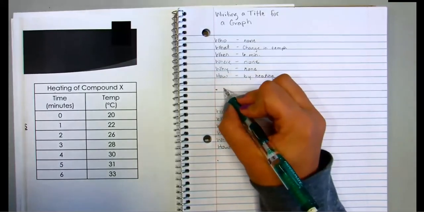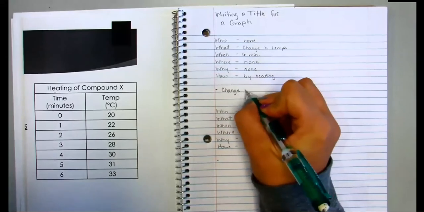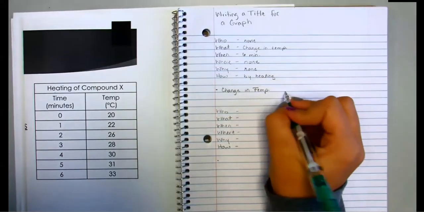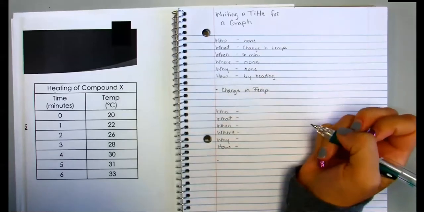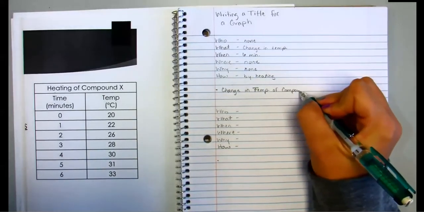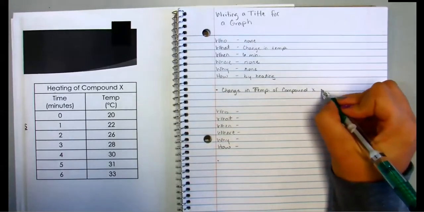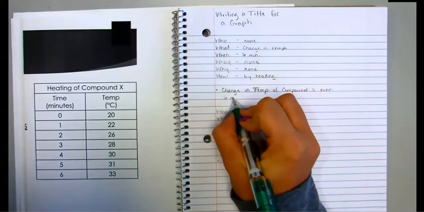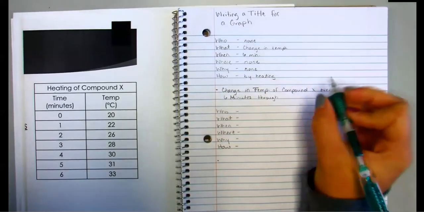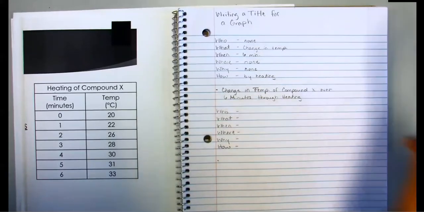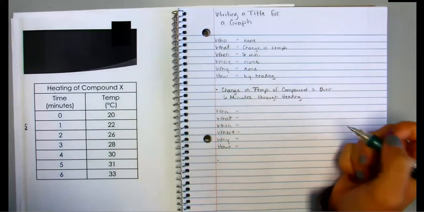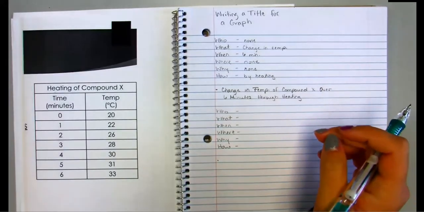So our graph title can be something like this: the change in temperature, and I'm going to abbreviate, but in your graph title you may not abbreviate. It has to be the whole word, and big letters or big words must be capitalized. So change in temperature of compound X over 6 minutes through heating. That would be our whole title. You can't leave out any of the things. You can't try to shorten it in any kind of way, because if you do, then it's not a complete title.